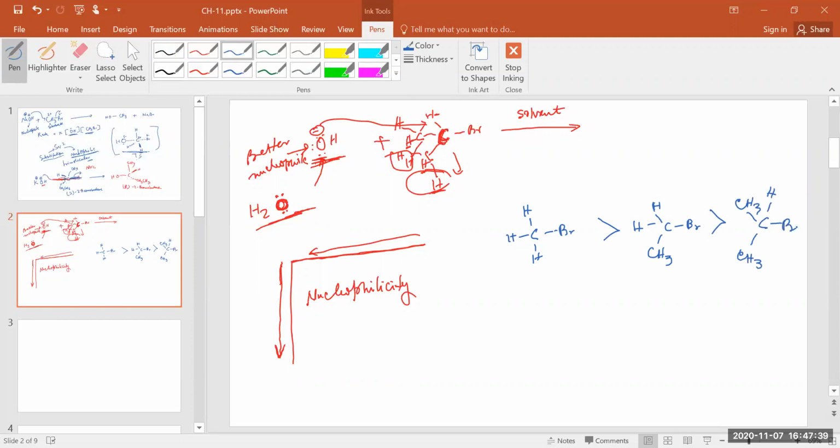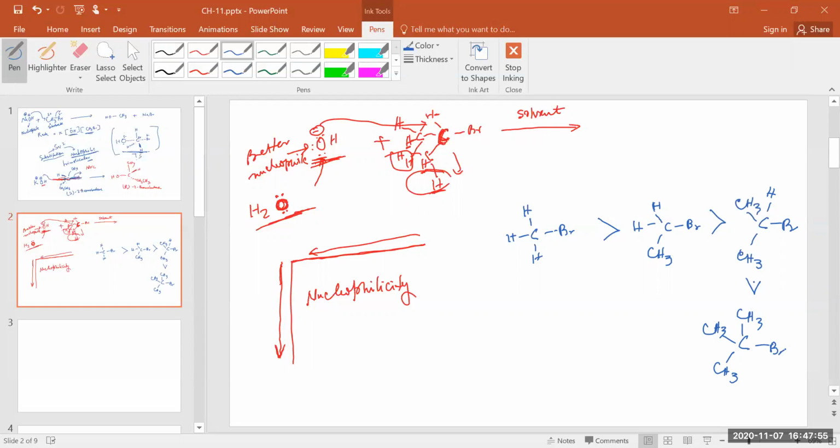And which is of course much better than the tertiary butyl bromide. Okay, so this is the trend. So the less sterically hindered, the better it will react.